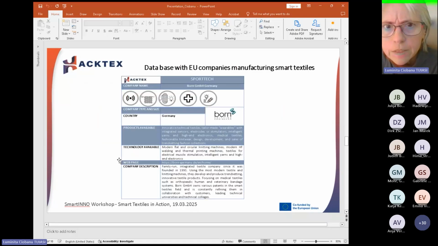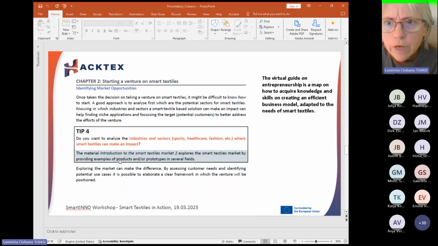This is a screen capture of an example of a company from Germany that is producing smart textiles. And then we created a guide for entrepreneurship that is a map that takes the student in and puts together all the information, creating a path starting from an idea and reaching a solid, realistic business model. So the student can take this material, go to the units I have described, and then learn more and see what can be done, what he or she needs to read on more, and so on.